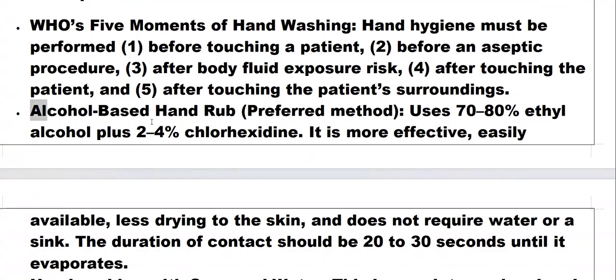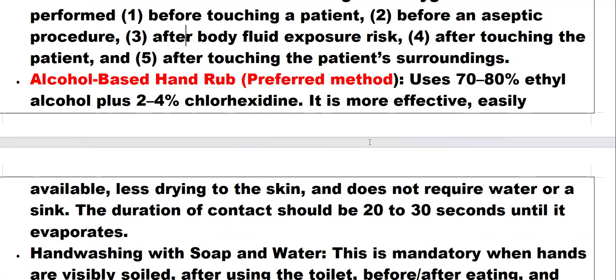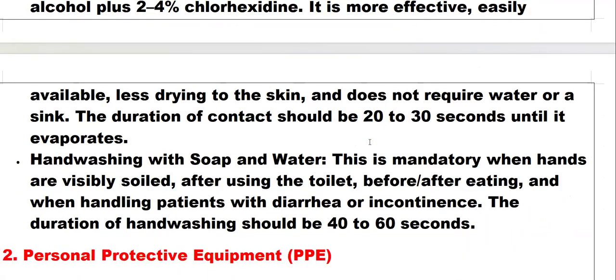Alcohol-based hand rub is the preferred method. It uses 70 to 80% alcohol plus 2.2 to 4% chlorhexidine. It is more effective, easily available, and less drying to the skin, and does not require water or a sink. The duration of contact should be 20 to 30 seconds until it evaporates.